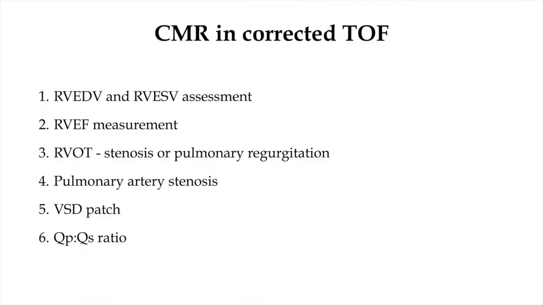So the guidelines for the PVR are according to the symptoms of the patient: severe PR, RV dilatation, dysfunction. So in the corrected TOF for the follow-up, what we are going to see on cardiac MR is the functional status of the RV, including RV EDV and ESV measurements and the ejection fraction. We have to quantify the pulmonary regurgitation. Is there any residual stenosis of the RVOT? Is there any residual stenosis of the branch pulmonary arteries? Whether the VSD patch is intact, and the QP/QS ratio in cases of any residual shunts.